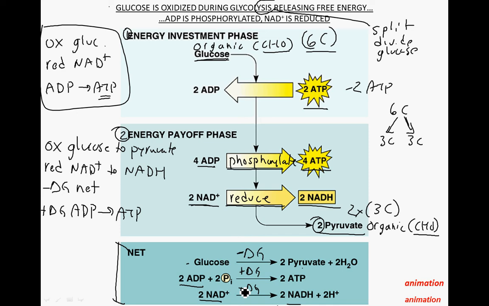Looking at these animations there, that'll sum it up a little bit better for you. So this is what's happening in glycolysis. Where is this happening? This is happening in the cytoplasm of the cytosol.